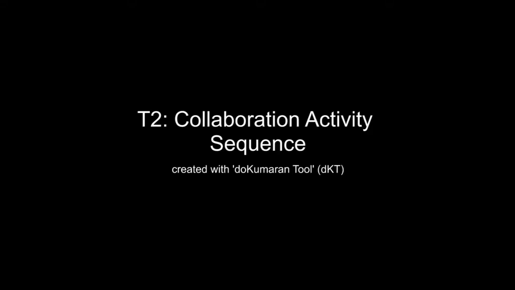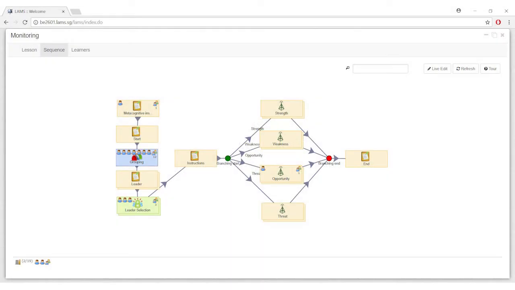This video training resource illustrates the concept of the collaboration activity sequence created with the Do Kumaran tool and describes the process and flow of the sequence to achieve its learning outcomes. This shows the flow of the activity sequence for the instructor collaboration activity sequence.